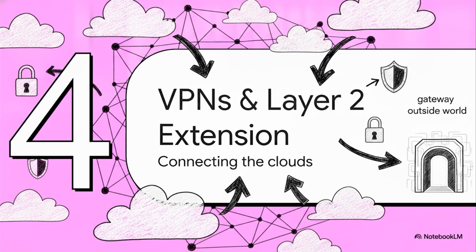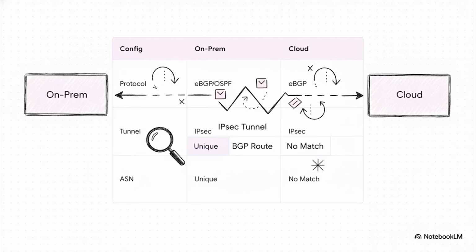Moving on to Part 4, VPNs and Layer 2 extension, connecting the clouds. Okay, as we start scaling out into hybrid cloud architectures, we obviously need to securely connect these isolated VPCs to the outside world. That means standing up gateway connections. Now pay close attention to the strict requirement here when you're establishing an eBGP peering session over an IPsec tunnel.